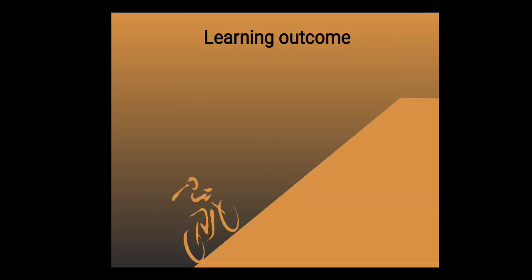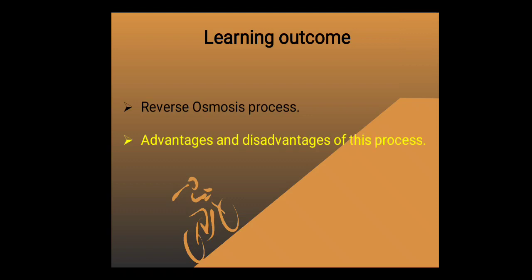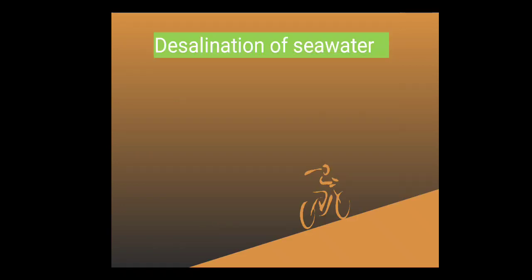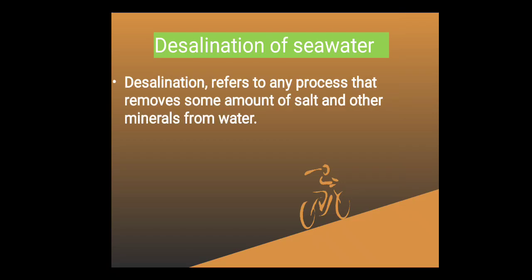From this video, we are able to learn what the reverse osmosis process is, and its advantages and disadvantages. Actually, reverse osmosis is the process used for desalination of water. So, what do you mean by desalination? Desalination is the process that removes some amount of salt and other minerals from the water. As the name indicates, de means removal and salination means salt, so removal of salt takes place in the desalination process.